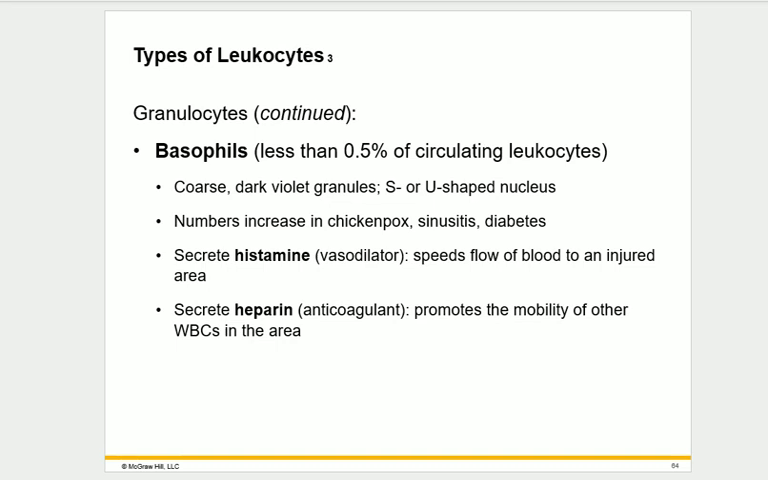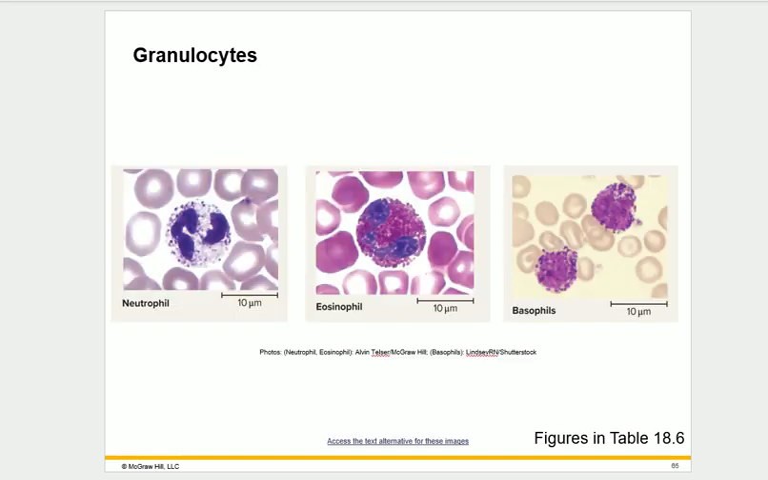They secrete 2 chemicals, both of which you've heard of. Histamine, which is a vasodilator that widens the blood vessels, speeds the flow of blood to an injured tissue, and makes the blood vessels more permeable so that blood components such as neutrophils and clotting proteins can get into the connective tissues more quickly. And heparin, an anticoagulant that inhibits clotting and promotes the mobility of other white blood cells in the area. They also release chemical signals that attract eosinophils and neutrophils to a site of infection. And here they are in microscope form.